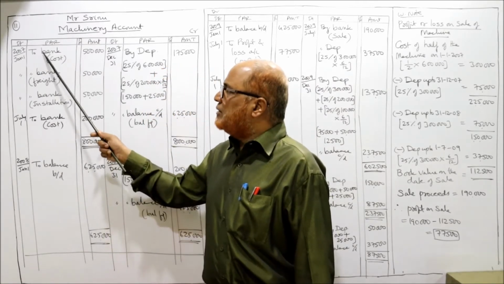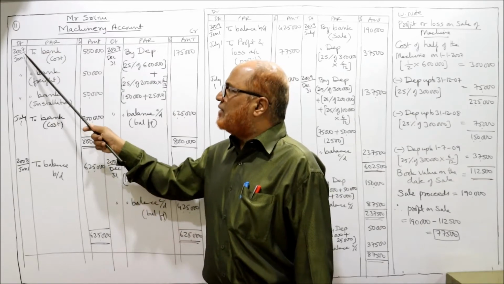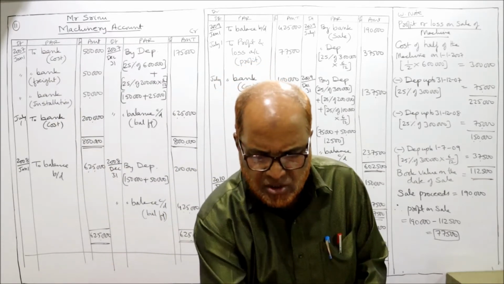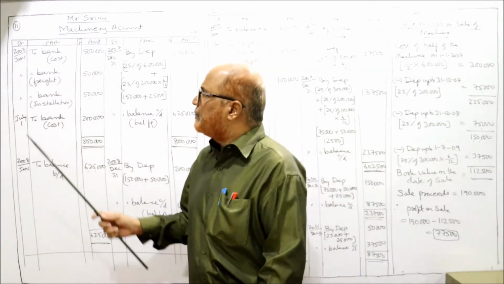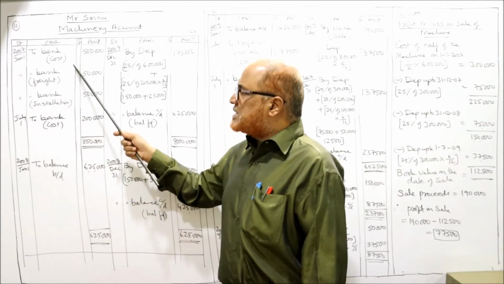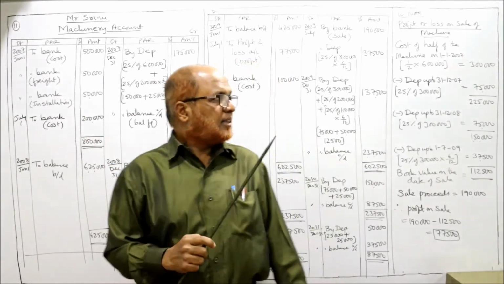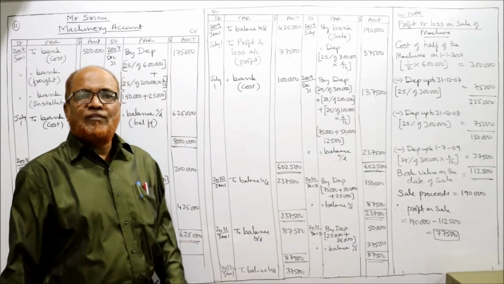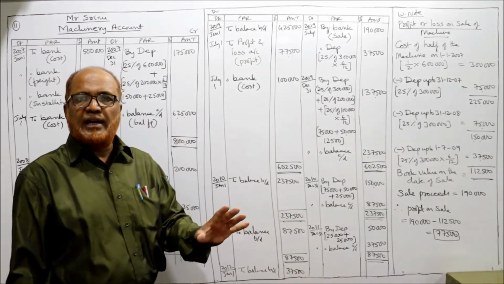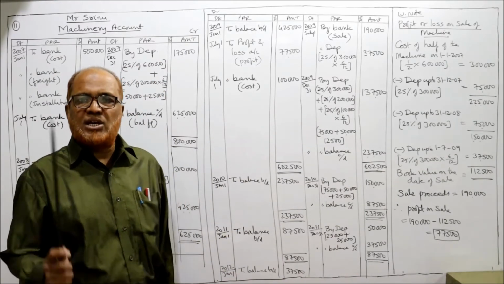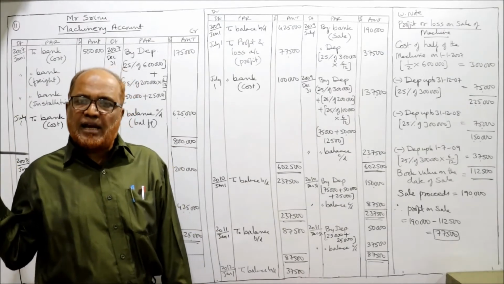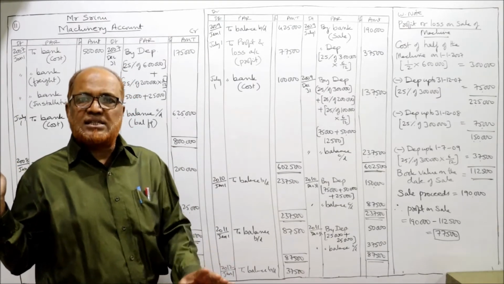This is the first machine, purchased on 1st January 2007. So first year, second year, third year, fourth year. The first machine is fully depreciated, so there is no depreciation on the first machine. Second machine also, this is the last year.